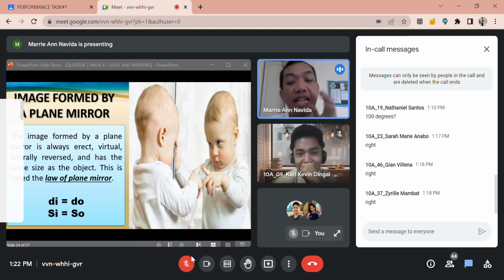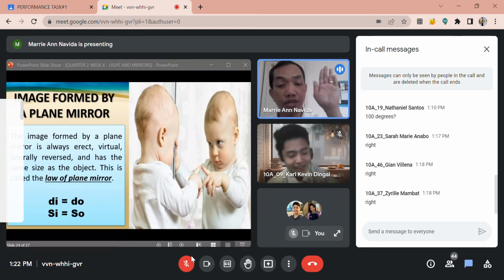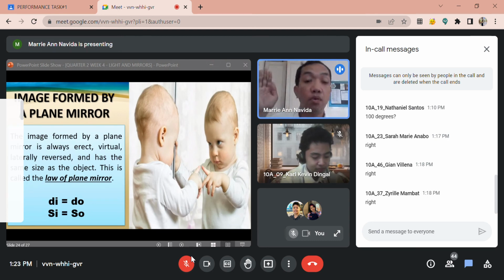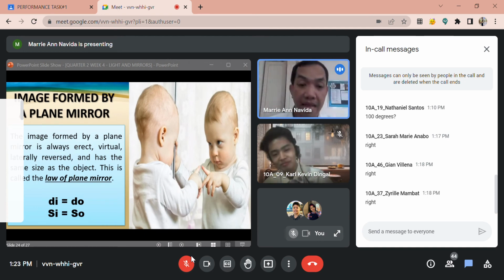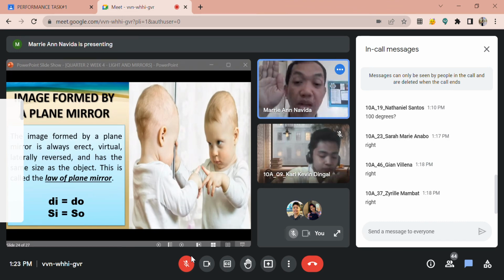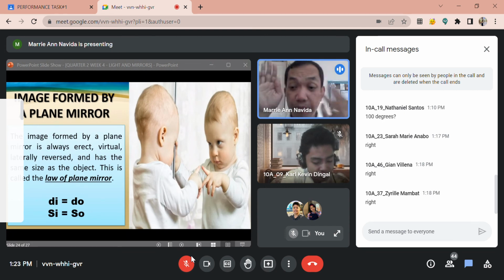Okay, so that's the one. So it's laterally reversed. When we say laterally reversed, if you raise your left hand, the one in the reflection will raise the right hand. And if I'm raising my right hand, the mirror or the reflection will raise the left hand. Okay, do you get the point? Mamaya practice niyo sa salamin. If you're facing the mirror, try to raise your left, try to raise your right. And then, pagmasdan niyo yung image niyo kung alin yung tinataas. Kasi di ba nakaharap sila sa image?